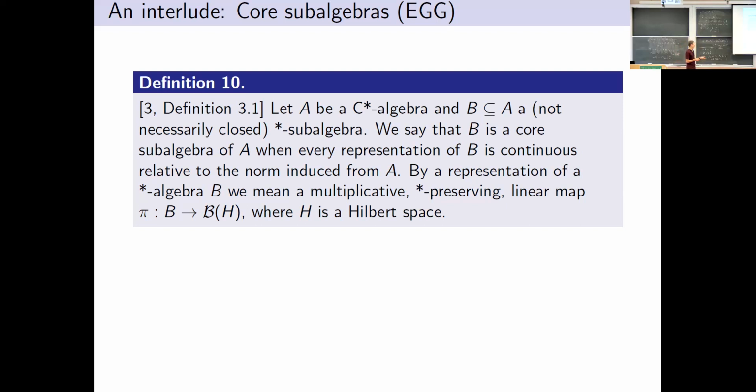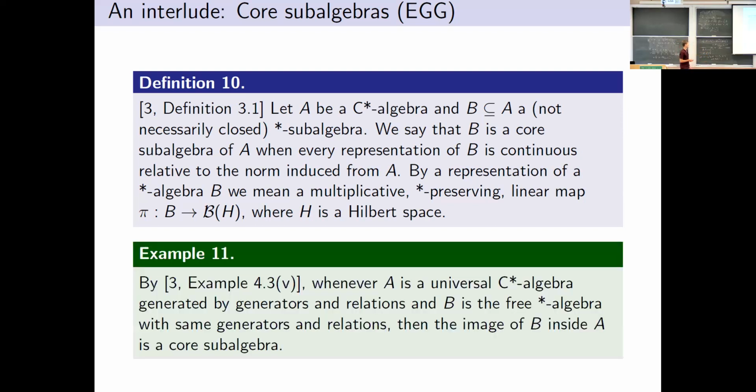If you have an isomorphism of dense subalgebras in a C-star algebra, this does not imply that the C-star algebras are isomorphic. So we want to say that, well, in this case, it is.